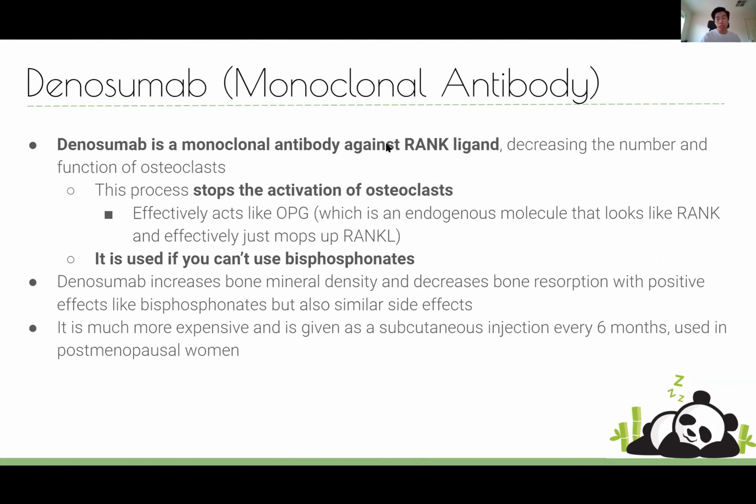This is an antibody against RANK ligand, which again decreases the number and function of osteoclasts. Effectively, it does what OPG would normally do, which looks like RANK, and basically binds to these RANK ligands and neutralizes them. It's used if you can't use bisphosphonates. They increase bone mineral density and decrease bone resorption. The problem is that it's much more expensive and it's given as a subcutaneous injection every 6 months. Effectively, just know it's a monoclonal antibody and it acts to stop the activation of osteoclasts by blocking RANK ligand.